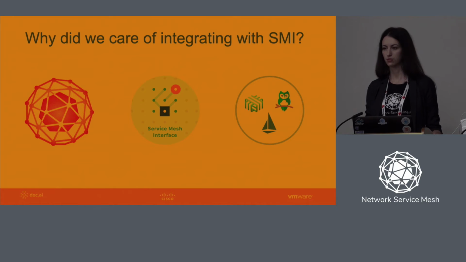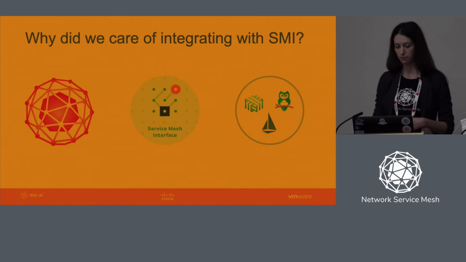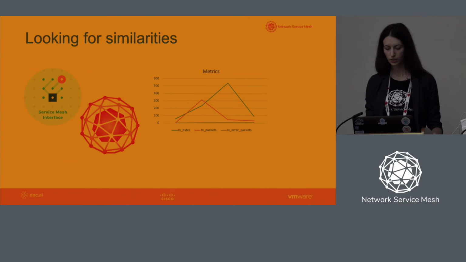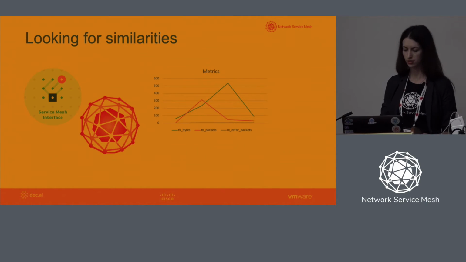There were two reasons for that. We wanted to be considered a service mesh like the others, and having a strongly different API could somehow serve as a separation in the future. And second, having the same API makes it very easy to combine network service mesh with some upper layer service mesh. So we started looking for similarities between us and the SMI spec. And the first thing we focused on was the traffic metrics spec.